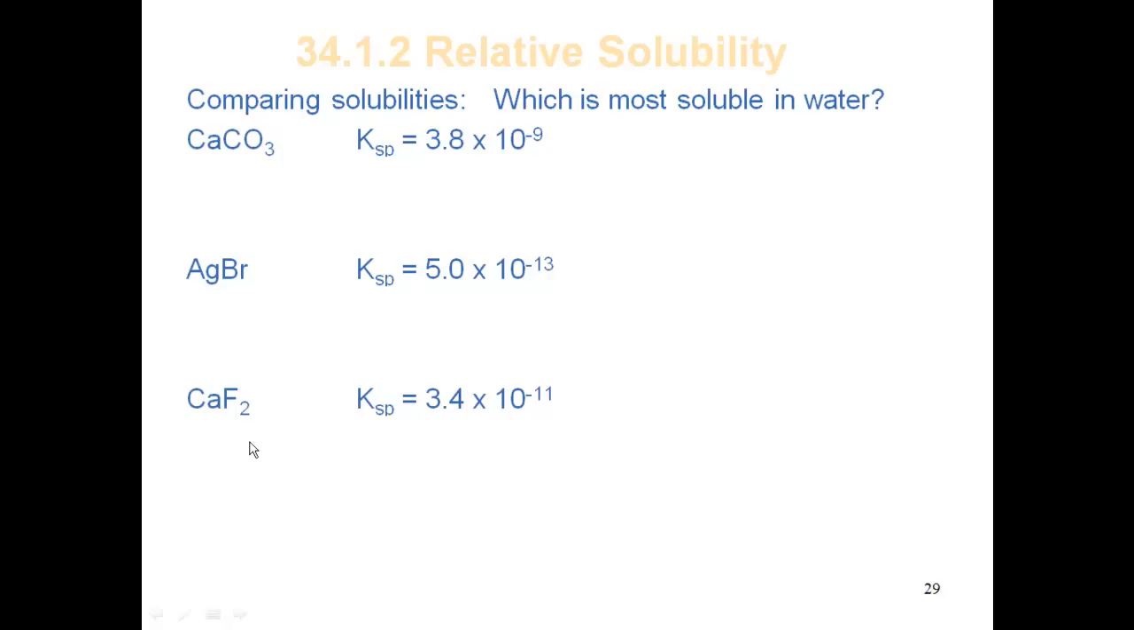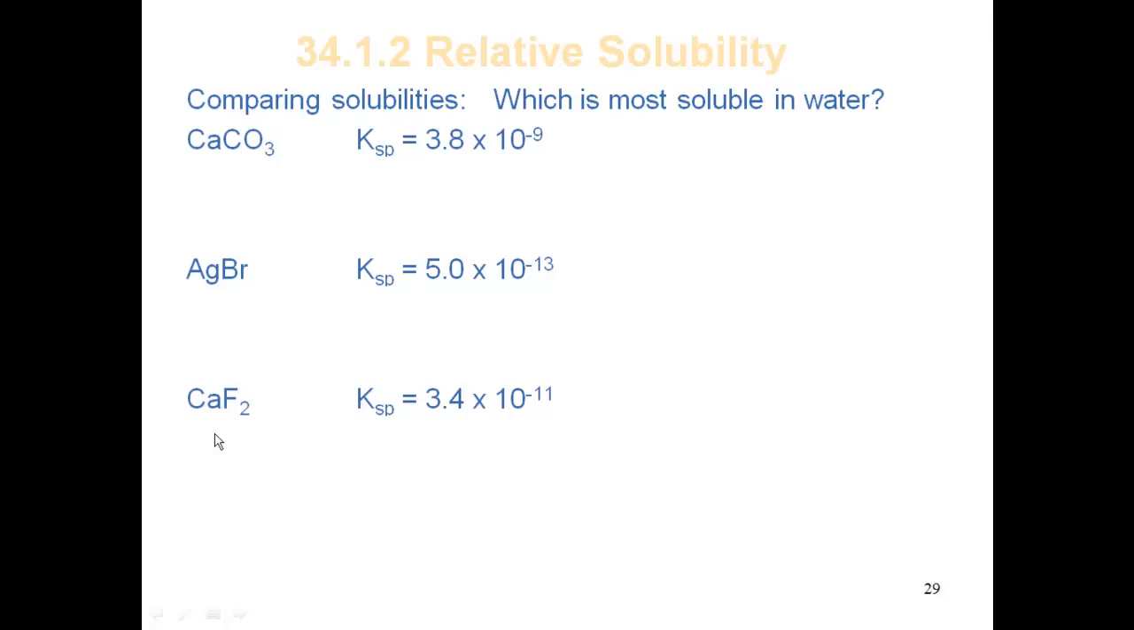Now, typically, when we're talking about acids and bases, I could look at the Ka or Kb and decide which one's going to be a stronger acid by the size of the Ka. The larger the Ka, the stronger the acid. Now, I can't just look at KSPs and decide that because I have to compare apples and apples. What do I mean by that?